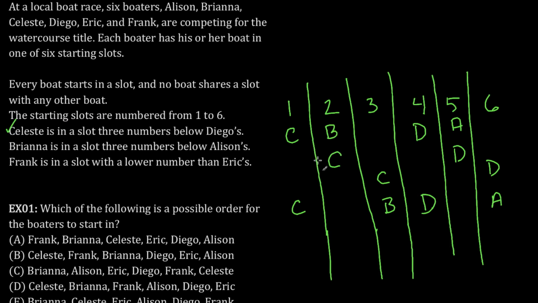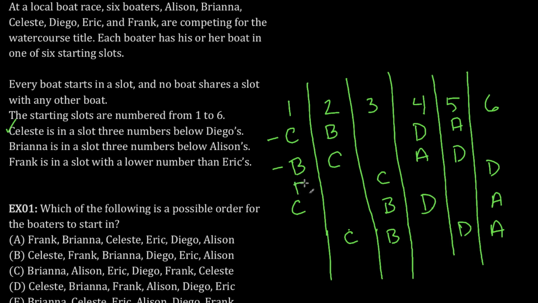Okay, let's check this next version. So if we put Brianna here, then 1, 2, 3, Allison has to be here. But we could have still put her here. So Celeste, Diego. If we put Brianna here, Allison would have been here. And we couldn't put Brianna here because that wouldn't make any sense. Okay, so we're done on that one.